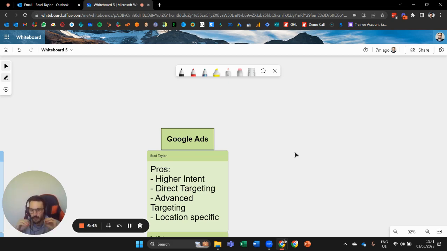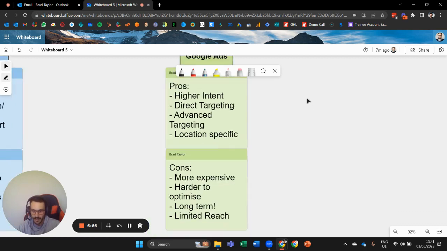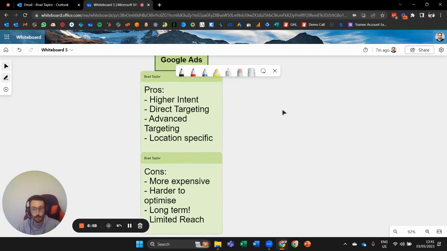So you know what I'm saying? You can be very location specific. So if you are in a small area that you're wanting to focus on, Google Ads could be a really awesome option. Now, if we go into the cons, it is more expensive.